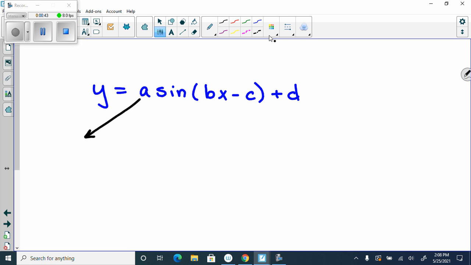Okay, so A, does anyone remember what the A gives us? Stretch. So many good answers actually came out. Stretch. What kind of stretch? I would say a vertical. Okay, so this is your vertical stretch.